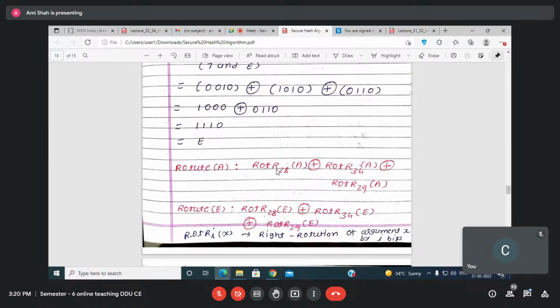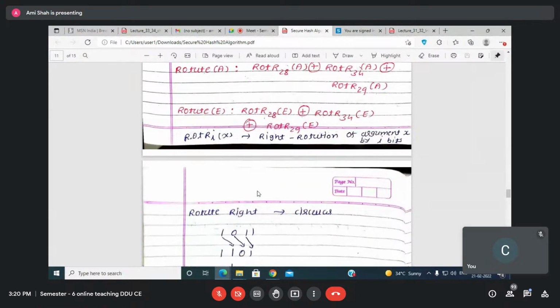But this is the general syntax. When you write rotate A, the meaning of ROTR is the right rotation of argument A by 28 bits, XOR right rotation of argument A by 34 bits, XOR right rotation of argument A by 29 bits. This is rotate A. Similarly, for rotate E, instead of A, I am writing E. So this is the syntax for rotate A.